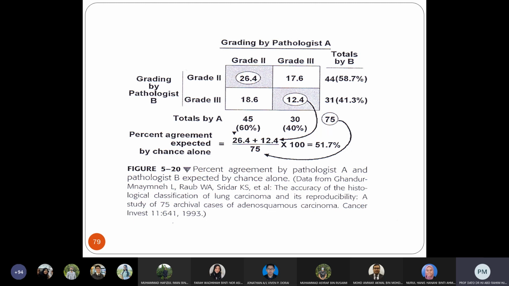So what you should do is, pathologist A is the percentage of his grading. Grade 2 is 60%, grade 3 is 40%. In order to calculate expected by chance, you take this 60% and multiply by 44, the 44 slides of grade 2 by B. 60% times 44, you will actually get 26.4.